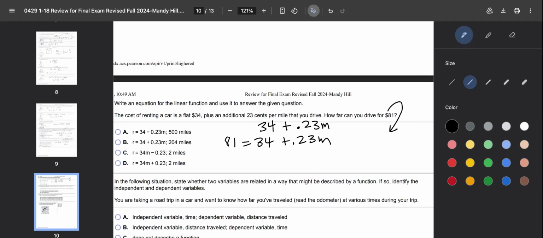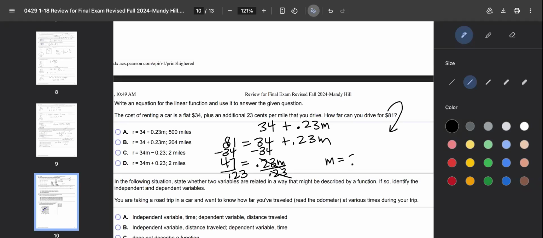So this one is kind of an algebra problem, right? So we would go, okay, let's get rid of the things that are on the side with the letter. So I'm subtracting 34 from each side. 81, take away 34 is 47. And then these would cancel out, which is what I need. It turns to 0. And this is 0.23 m divided by 0.23. And so m is 47 divided by 0.23, because these are going to cancel out.